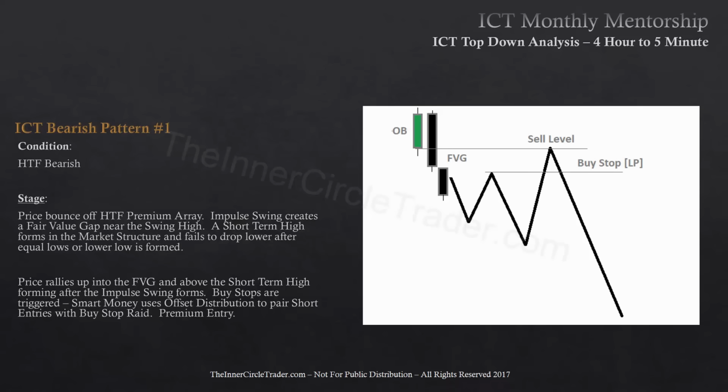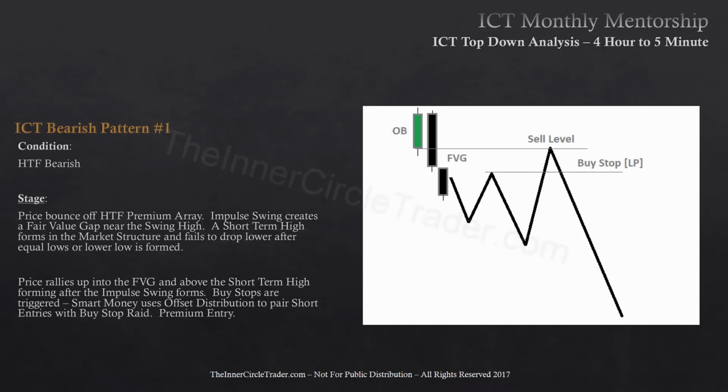If you use the high of the order block, or whatever the highest high is at that swing high, down to the lower swing that failed to go much lower before coming back and hitting the fair value gap, that's your impulse swing, and the retracement back up to the sell side level or entry is the bearish order block. So the pattern, just in reverse of what we saw of ICT bullish pattern number 1, is I'm selling short at a bearish order block.